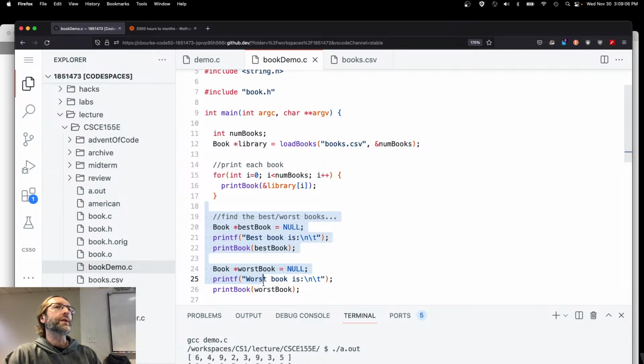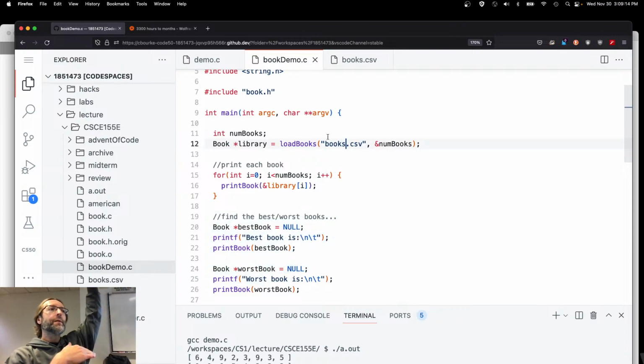How could I use searching and sorting to solve this problem rather than writing my own algorithms for it? What if I sorted the books by rating? If I sorted them by rating, what would be at the top? The best book. What would be at the bottom? The worst book. If I sorted them in descending order. If I sorted them in ascending order, right, 0s to 5s, then where would the best book be? Down here. Worst book is up here.